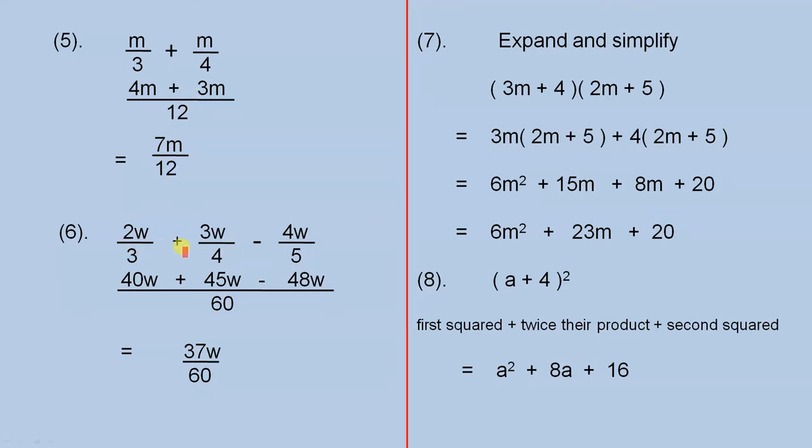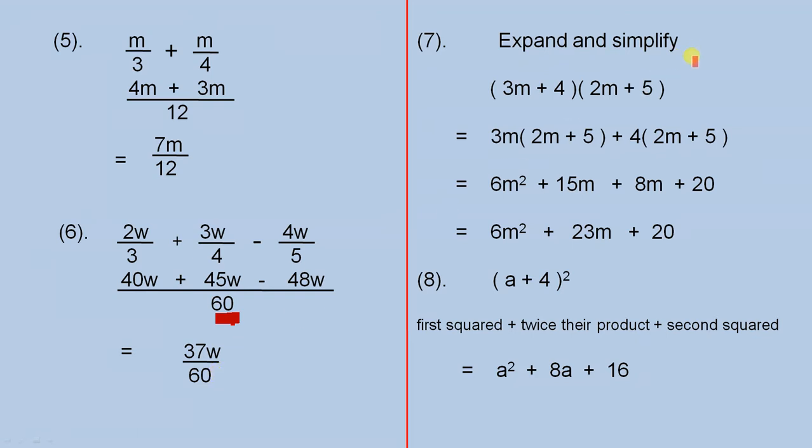Exactly the same here. You have 3 terms here. Those two are added. Then we subtract that term. Find the lowest common multiple. Just go through the procedure. And when you work out those terms there, simplify the numerator, which gives you 37w over 60.